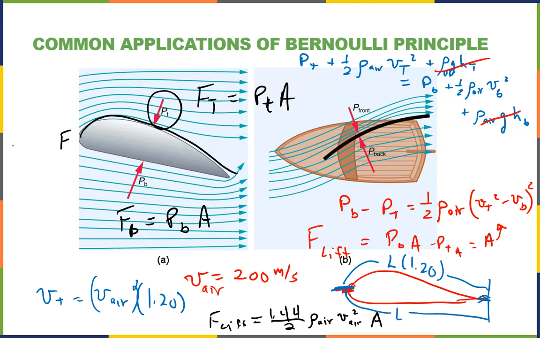Of course, we tend to think we want more lift on airplanes. And when we're taking off, we do, because you want to be able to take off at a relatively slow speed. But when you're up and cruising, you don't want to have too much lift, otherwise the airplane just keeps rising. So what do they do with an airplane to adjust the lift?